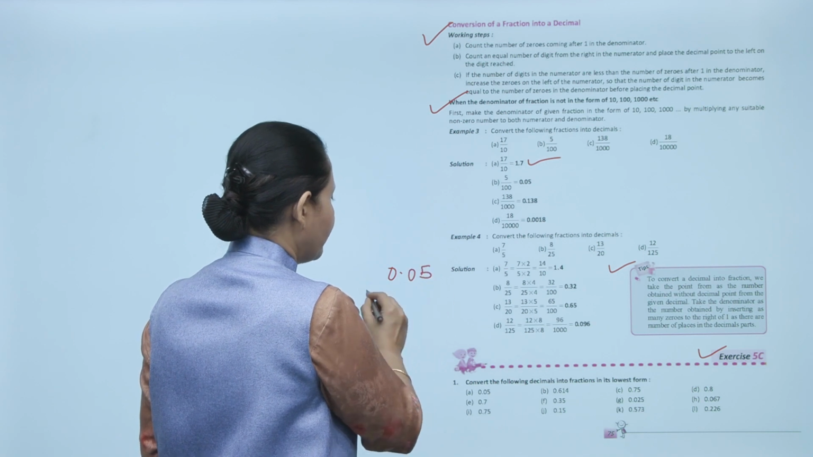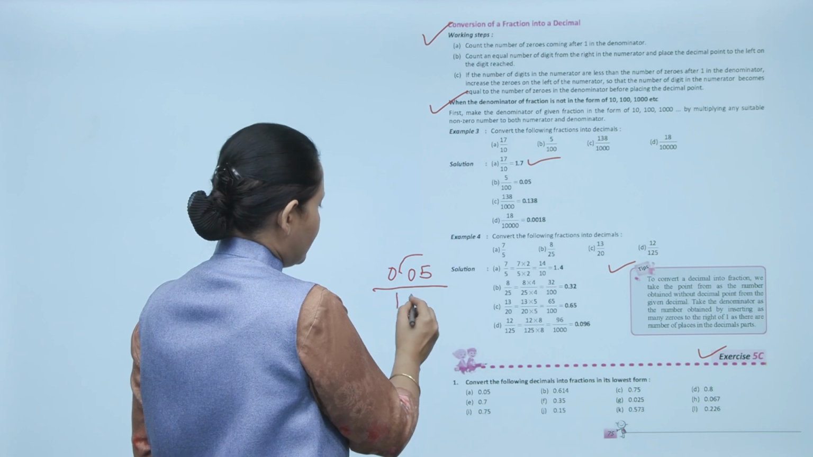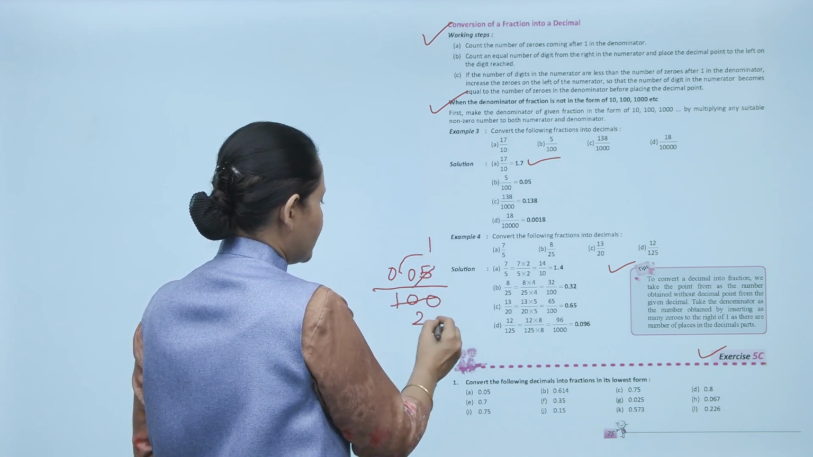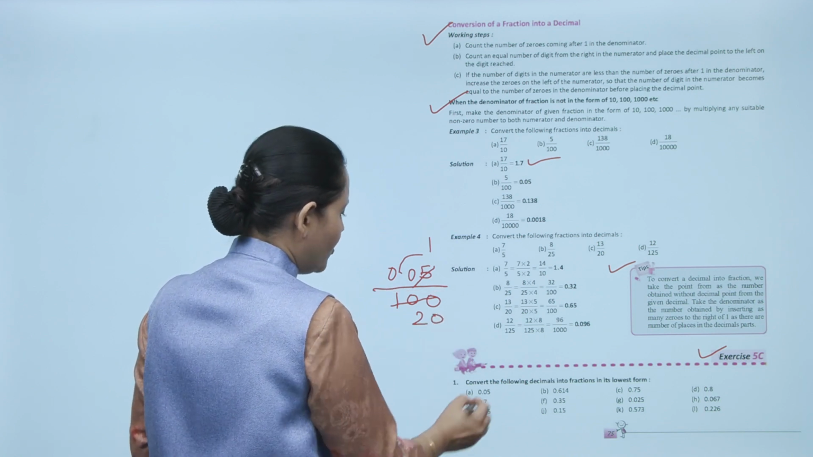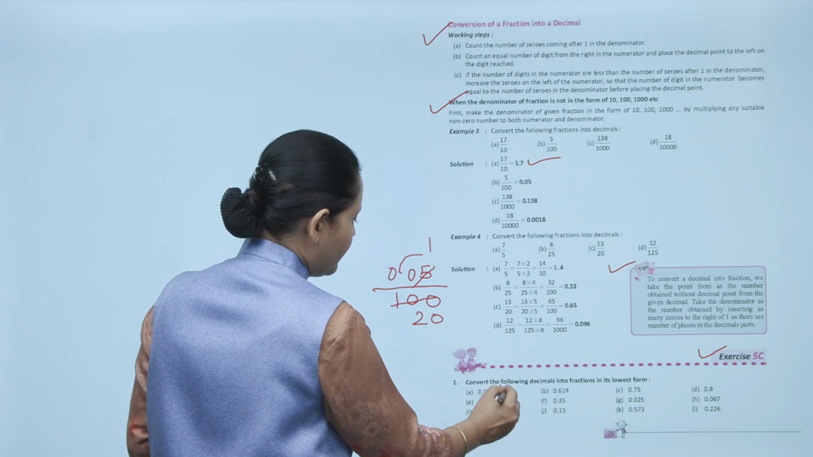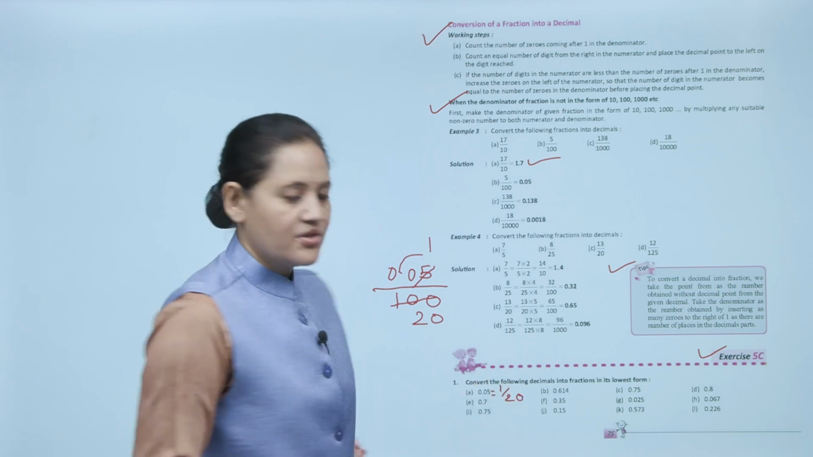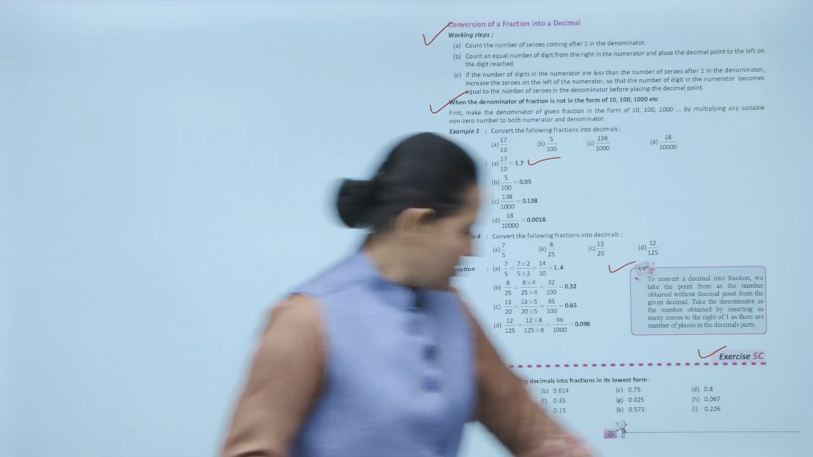0.05. So convert into fraction. We will remove the decimal and replace 20. 5 ones of 5 and that 20. So it will be 1 upon 20, its lowest term. So fraction में change करने के लिए क्या हो जाएगा? 1 by 20.